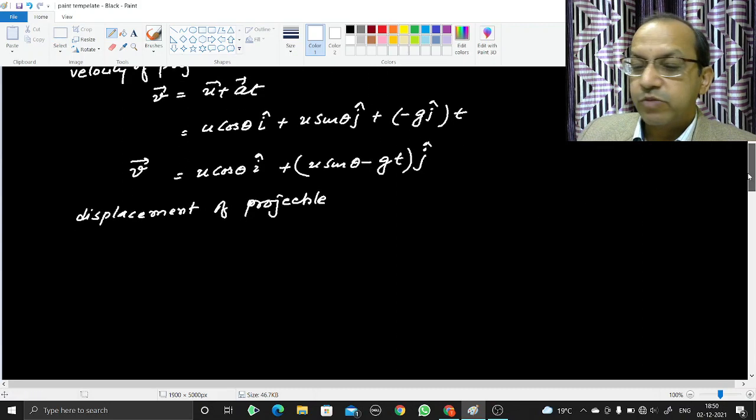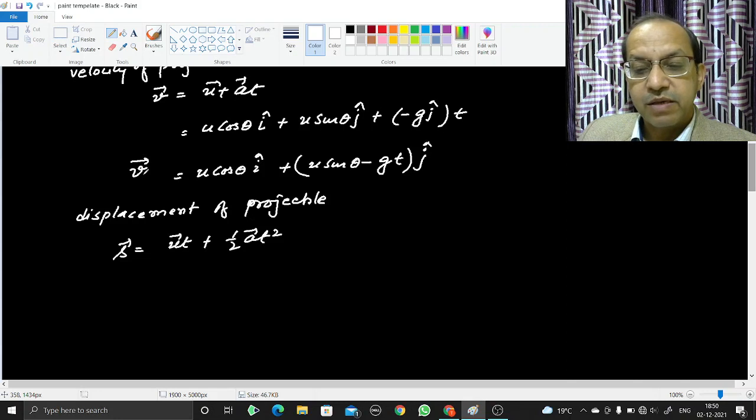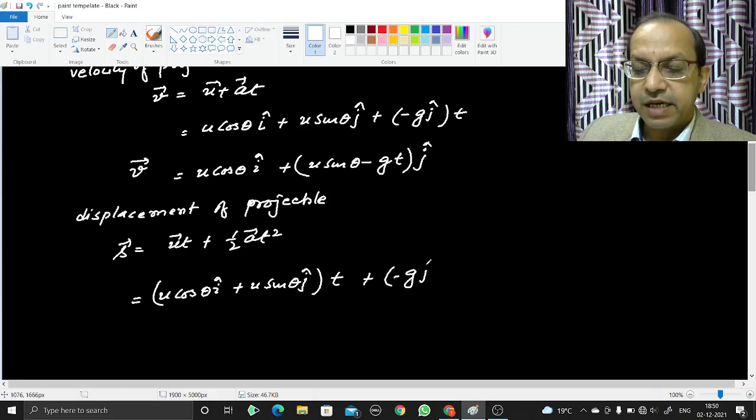So the displacement of a projectile can also be found directly as s equal to ut plus half at square. We can also find the displacement by integrating this v with respect to time. But as we know that the acceleration is a constant vector, we can apply the formula directly. The s equal to ut, ut is u cos theta i cap plus u sin theta j cap, into t plus half minus g j cap, that is a, into t square.